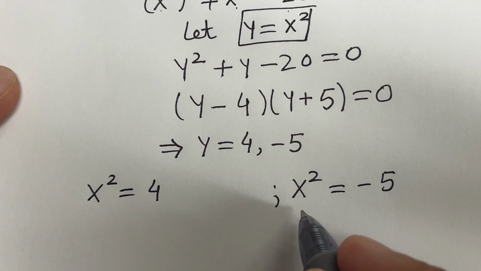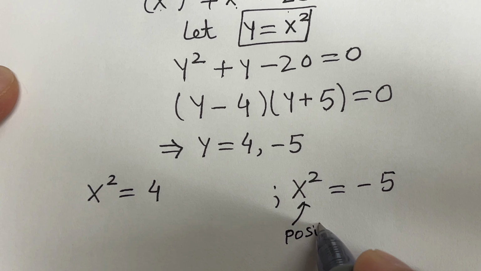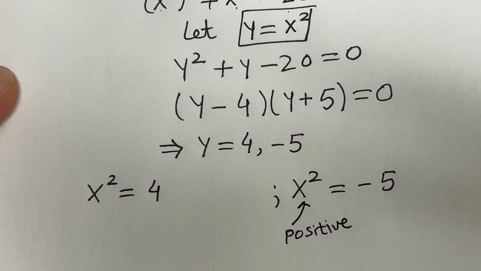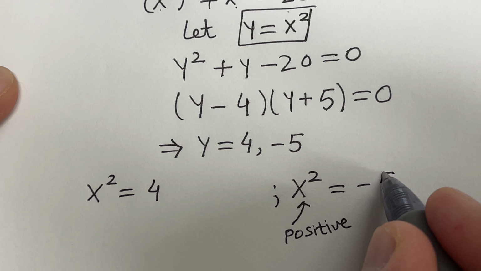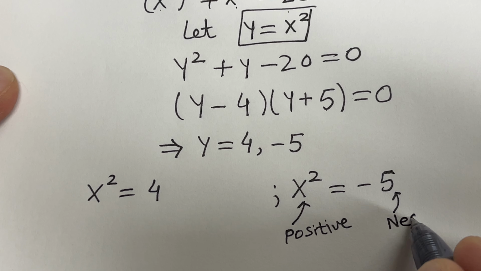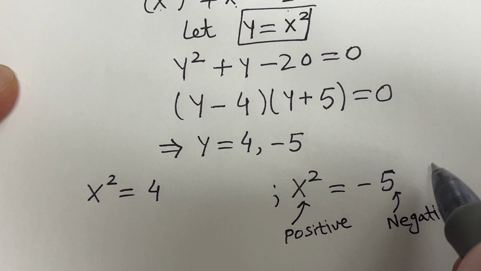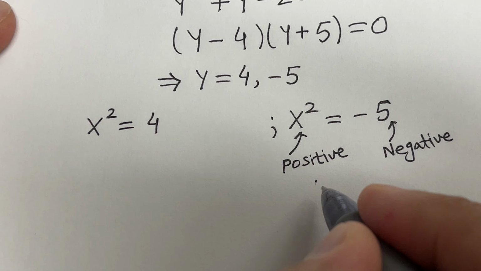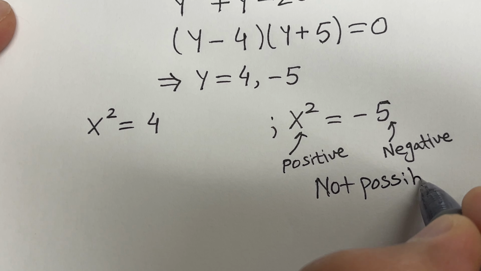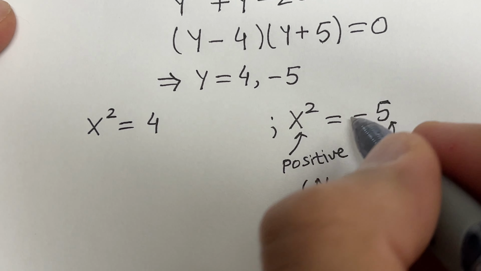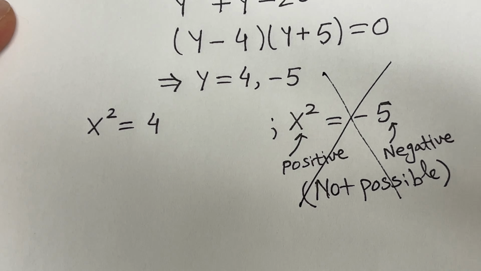But if you are taking the square of any number, then that is always positive. The square of any number can never be negative. So the left hand side is always positive, and on the right hand side we have minus 5, which is a negative number. This can never be possible. Therefore, we don't have any x value that satisfies this equation.